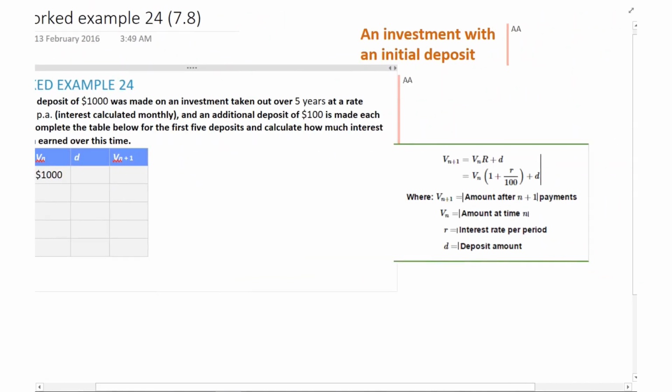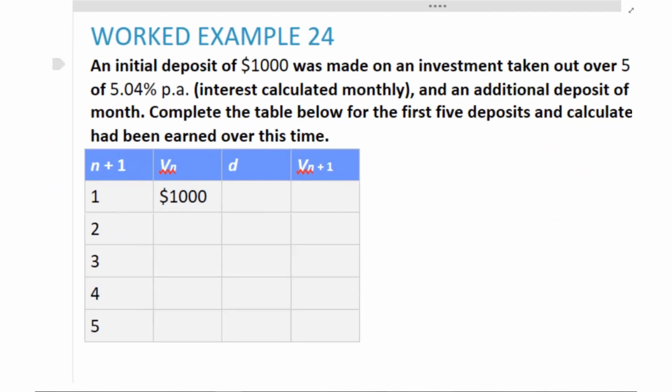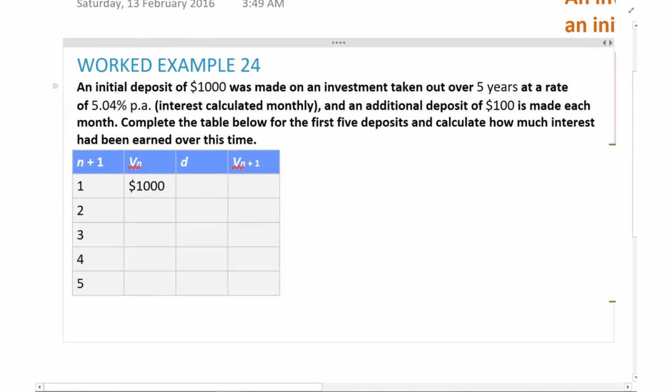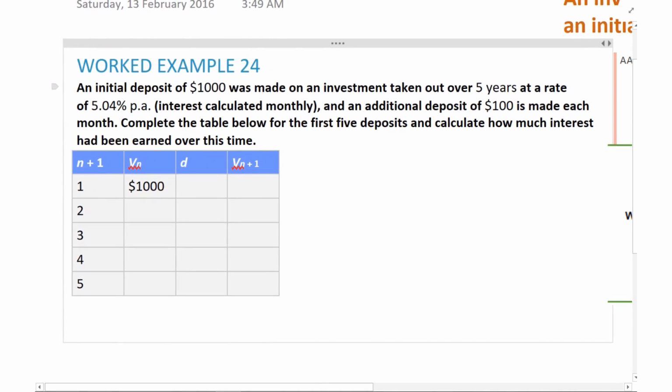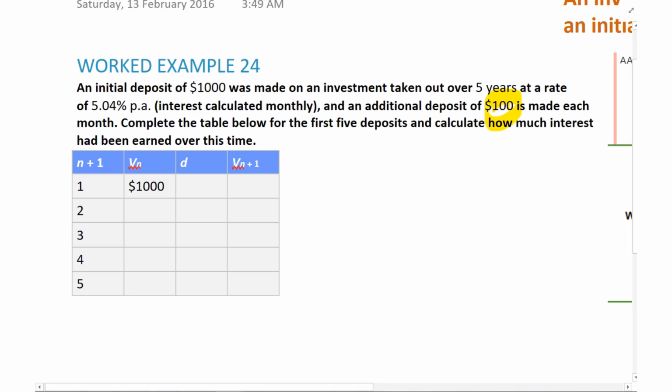So as you can see here, that's the equation you use. And what we've got here is an initial deposit of $1,000 made on an investment taken out over 5 years at a rate of 5.04% per annum, with the interest calculated monthly. An additional deposit of $100 each month. So that's our D, okay? That is our V0. Okay, so it's at 5 years. That's going to be part of our rate. So let's write rate there. Okay, and we complete the table.